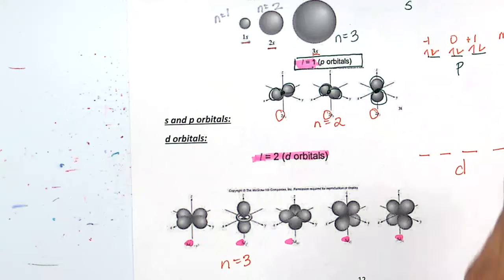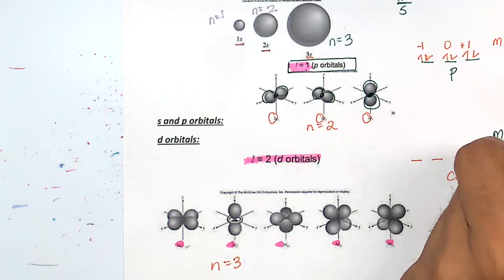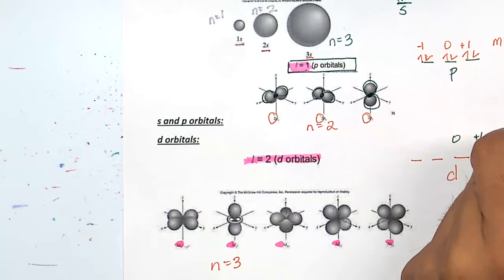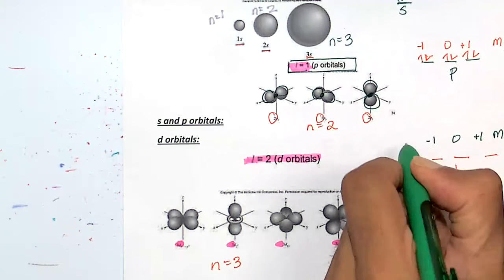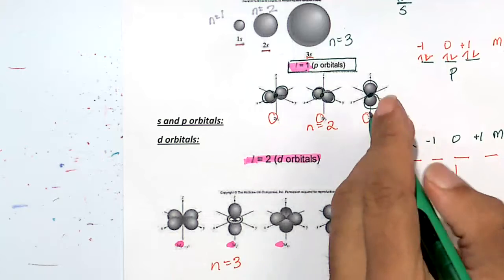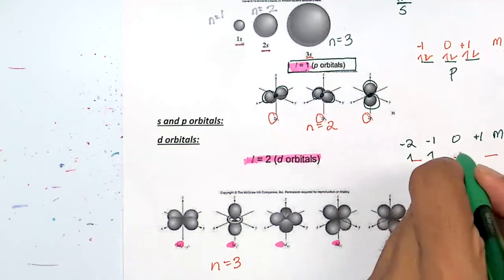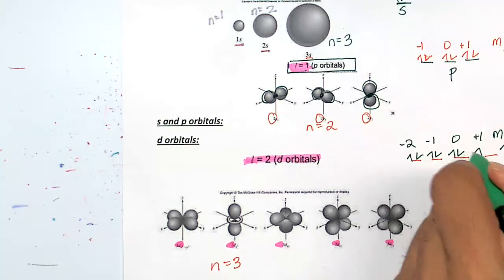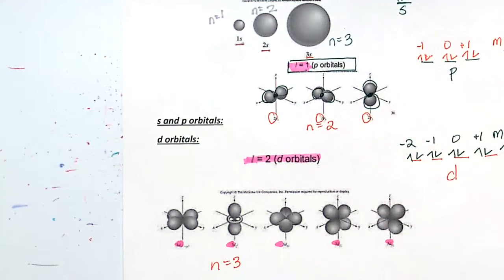All right, m sub L for a d orbital can be 0, plus 1, plus 2, minus 1, minus 2, and then how do they march? Spin up, spin up, spin up, spin up, spin up, then spin down, spin down, spin down, spin down, spin down.